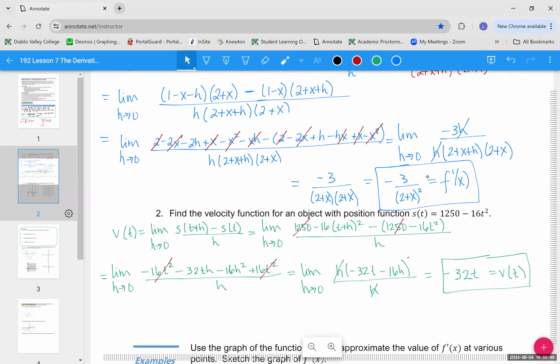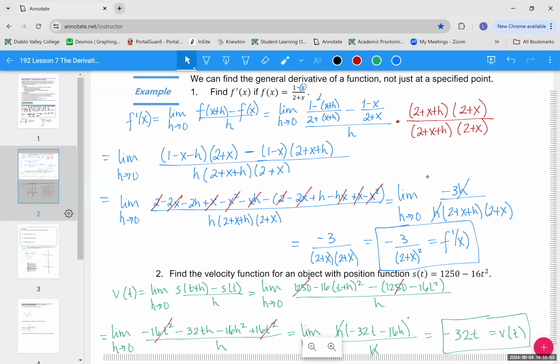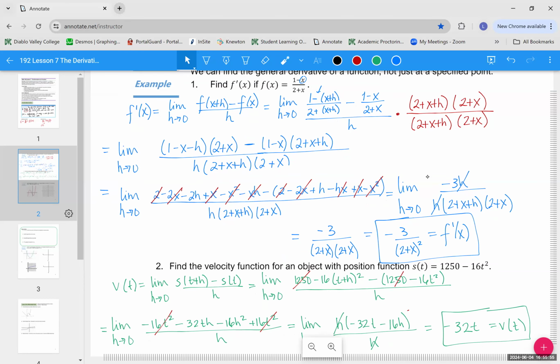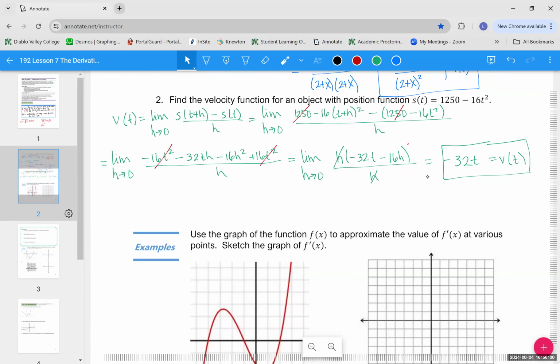Okay, so those are two examples of finding the derivative at a general point, a general x, a general t, not at a specific x equals 4. It's really the same limit. And quite honestly, at this point, if you were asked to find the derivative at a point, you could do this same process generally, find the equation, and then plug the point in at the end.